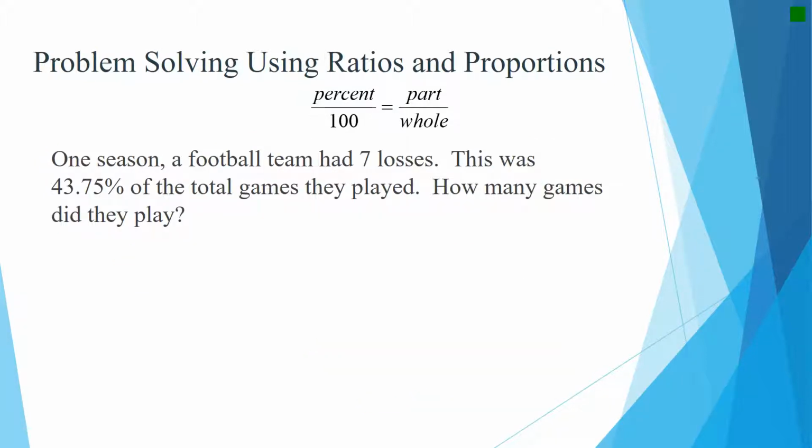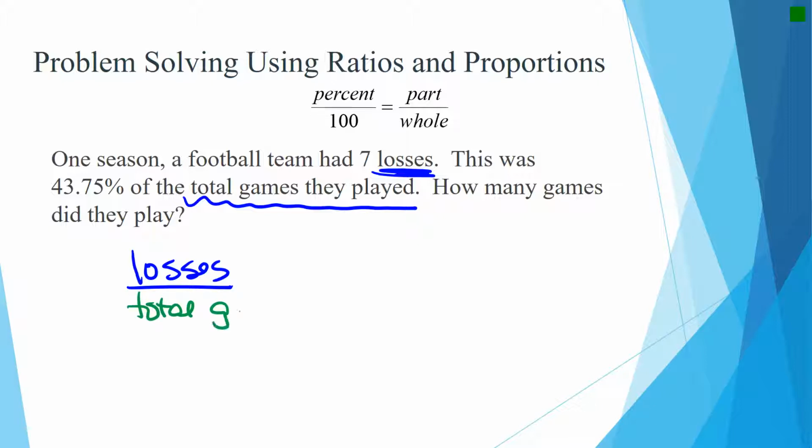Okay, one season, a football team. Football, yay, go Broncos, go. All right, one football team has 7 losses. This was 43.75% of the total games they played. So what are the things we're talking about? We've got losses and total games played. So losses, I don't know why they didn't talk about the wins, and total games.